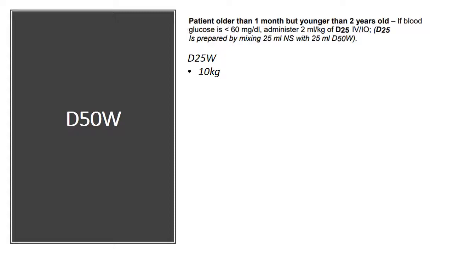So for them, you're going to do 2 milliliters times their body weight of 10. So that's going to give 20 milliliters. So of your D25, you'll give 20 milliliters from that 50 milliliter syringe.